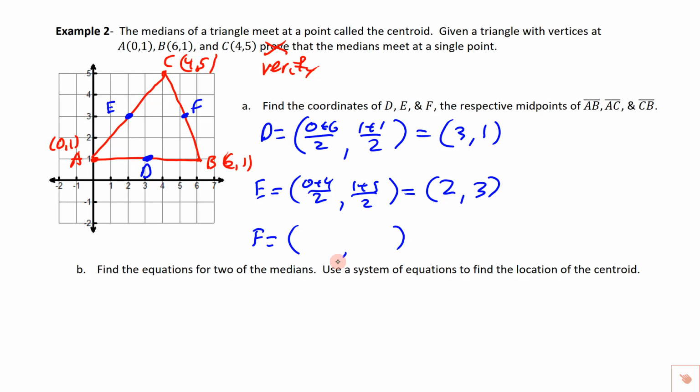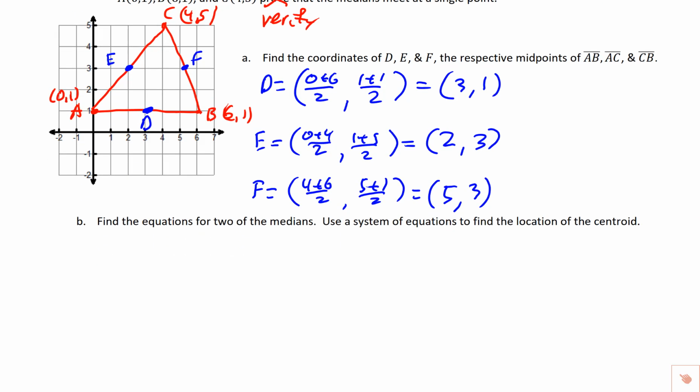Just verifying here. Let's see. Add those together. So 4 plus 6 divided by 2. 5 plus 1 divided by 2. Oops, I need a 1 there. So this is going to be, let's see, that's a 10 divided by 2. So that's going to be a 5. And that's going to be 6 divided by 2. So that's going to be a 3. Okay. How'd we do? Got him? Yeah. Okay. All right. Next.